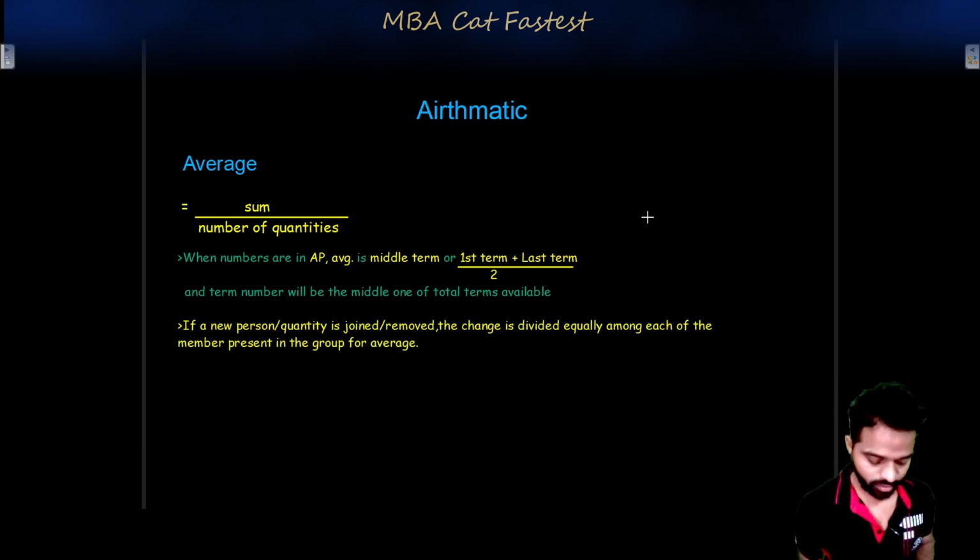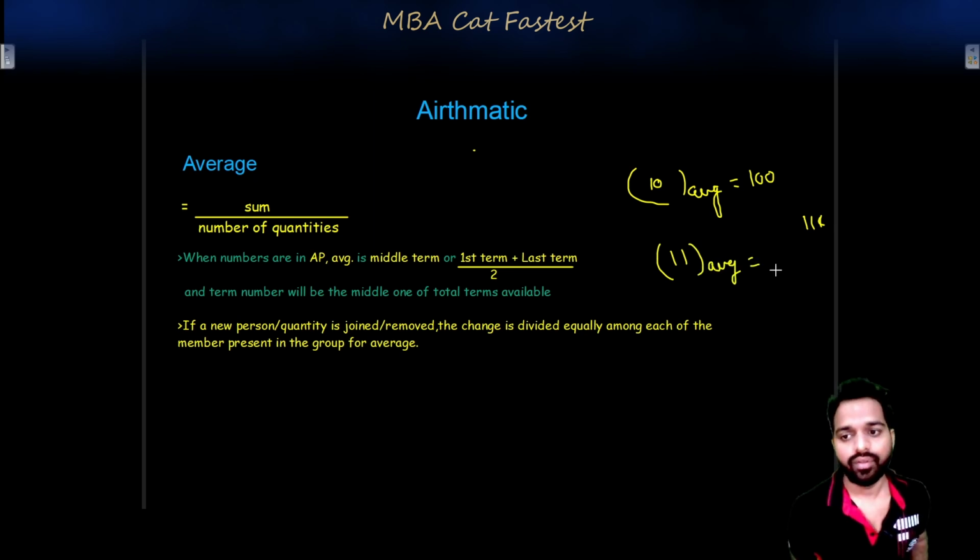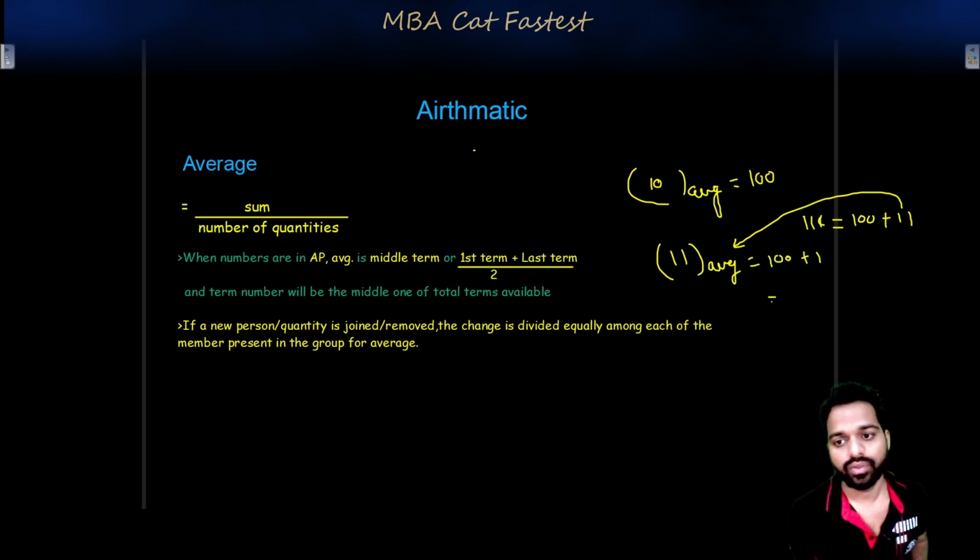If a new person joins, what does this mean? Let's say the average of 10 numbers or 10 people together is 100. Now, let's say another person joins whose value is 111. Now, the total number of persons available in your hand becomes 11. Now, the average would become what? Whatever extra is brought here over 100 is divided among 11 people, and it becomes 100 plus 1. So the new average would become 101, which is divided in each one. So this is the new average.